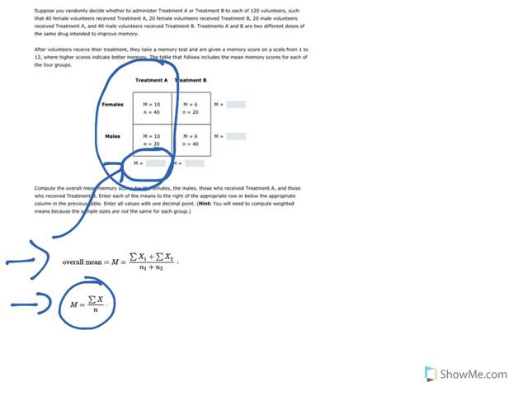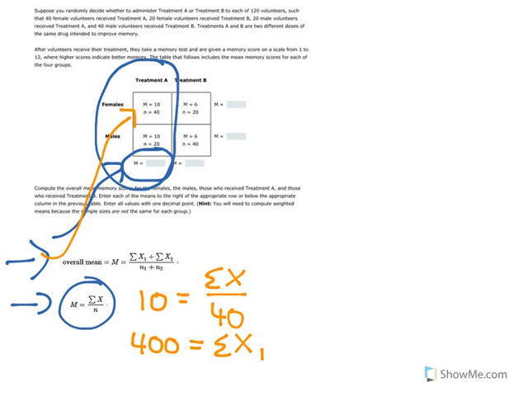So if we look at the first box, which is females that received treatment A, in order to solve for the sum of x, we just plug in: the mean is given as 10, equals the sum of x, which we're solving for, over the number of people, which is 40. So we multiply both sides by 40 and come up with 400 equals the sum of x, which in this case is for the females that received treatment A.